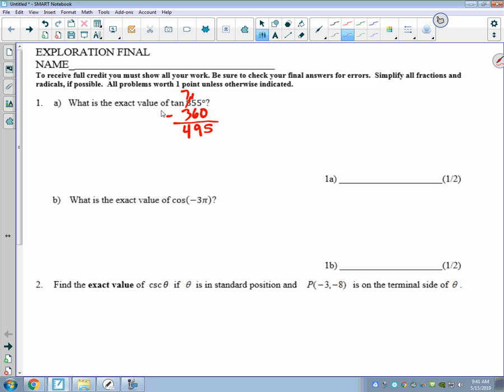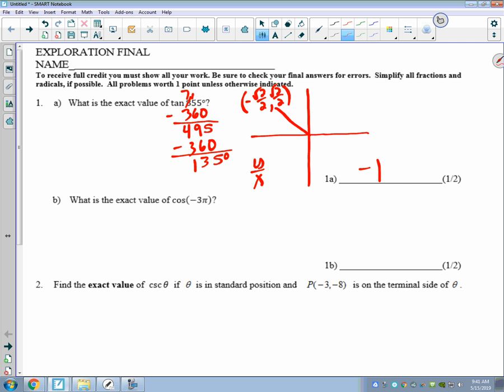495, and then I can subtract 360 again, and that would be 135 degrees. And so I want to look on my circle of where 135 degrees is, which is right here. And the ordered pairs there would be negative square root of 2 over 2, comma, square root of 2 over 2. And so the tangent of that is just y over x, right? Tangent is y over x. So the answer to that is negative 1.